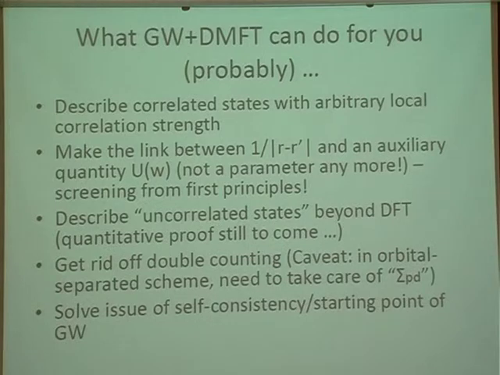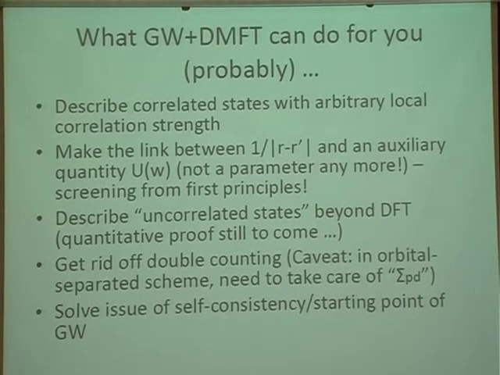Description of uncorrelated states is beyond DFT. In how far we entirely reach the correct position has still to be looked at. So in the example that I've shown you, for the unoccupied states, we were very happy. For the ligand states, we were half happy. However, as I said, that was not self-consistent at the GW level yet.